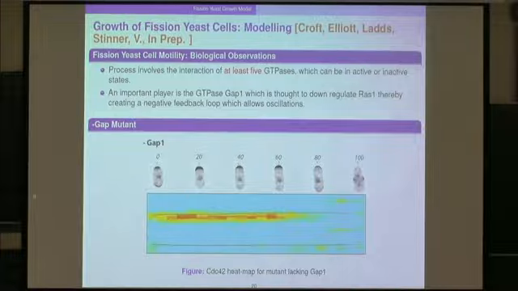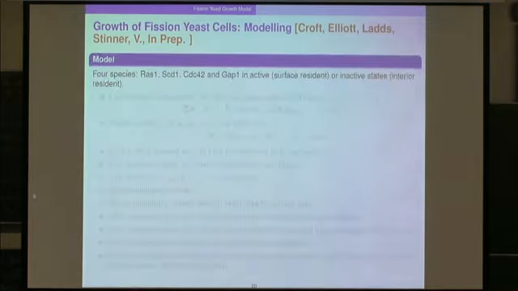They looked molecularly whether GAP1 affects CDC42, and it appears not to. But on the other hand, they believe that GAP1 downregulates RAS1, which was another GTPase in fission yeast. And the hypothesis was that this created some sort of a negative feedback loop, and that was what was allowing your oscillations and your transition into bipolar growth. So we did some modeling with them.